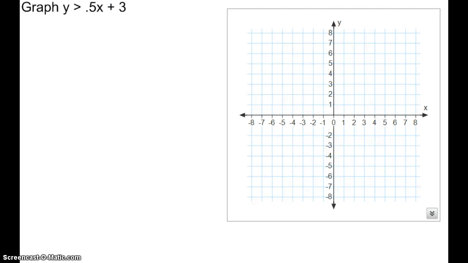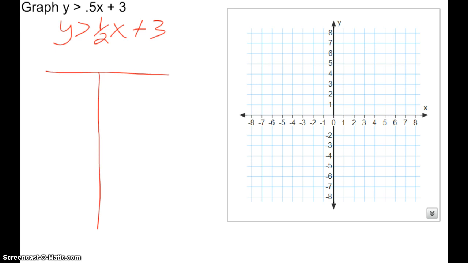Here we have y is greater than 0.5x plus 3. Remember, that's the same as y is greater than 1/2 x plus 3. And the reason why I do that is because I want you to understand that this is a half here. So when I'm doing values here, I want to use 0, and then I want to use other even numbers because I can find half of an even number pretty easily.